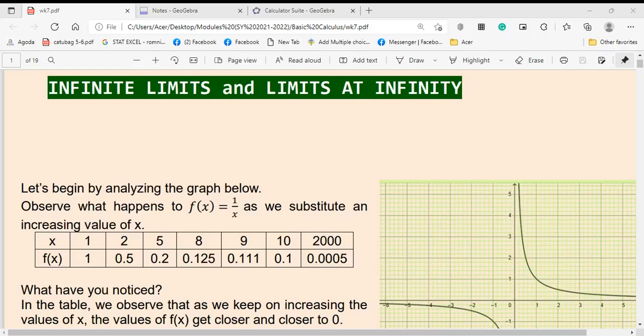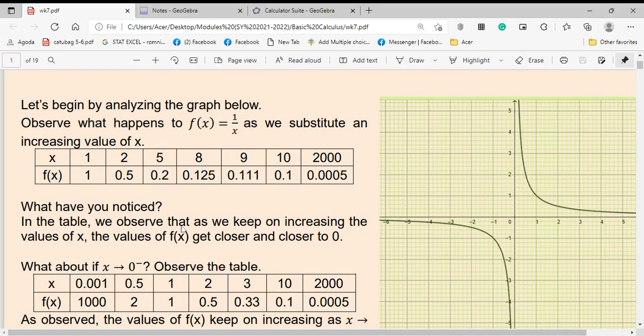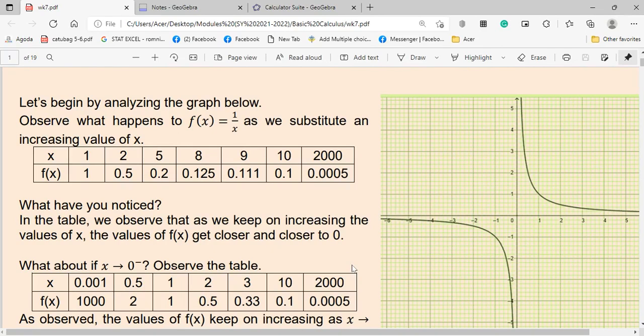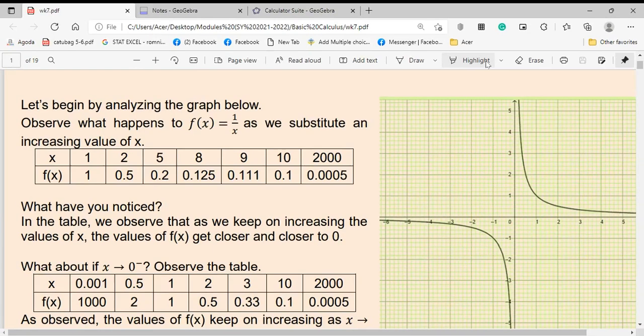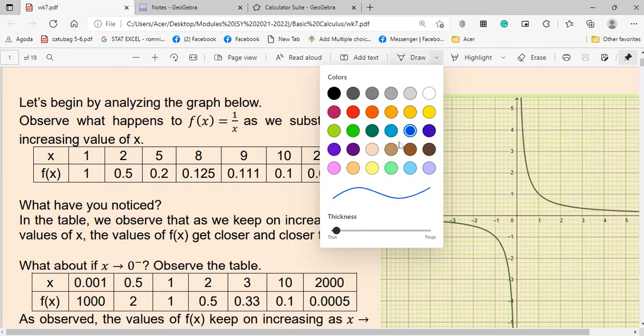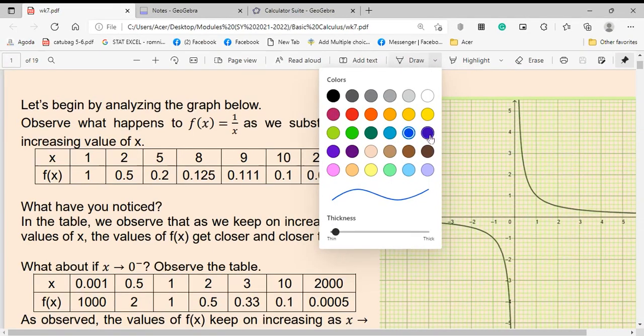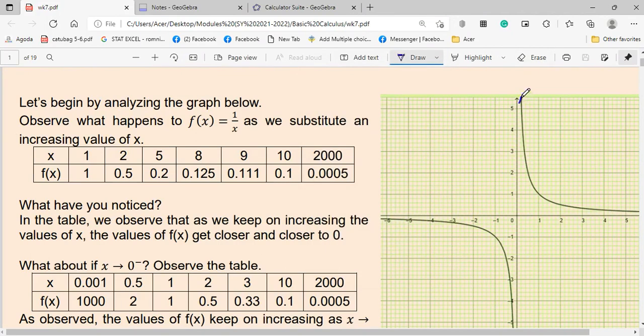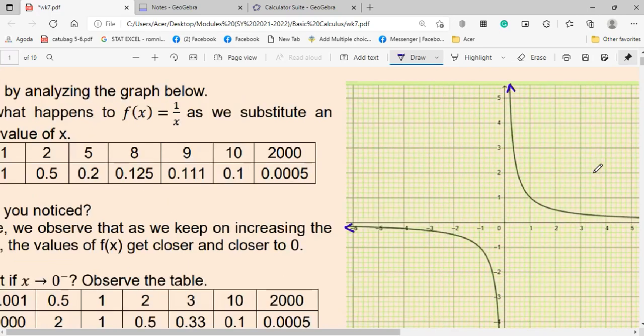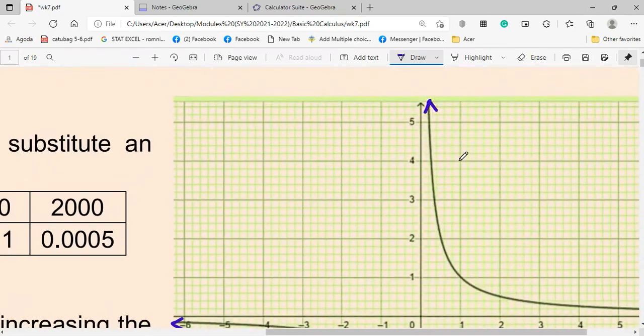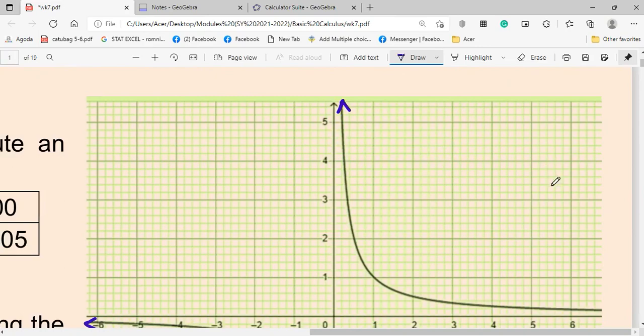Infinite limits and limits at infinity. Well, there are cases wherein when you look into the graph of a particular function, may mga pagkakataon daw na napapansin natin na the values of y just keep on increasing without ending or without bound. So parang ito, well, makikita mo na tuloy-tuloy siya sa pag-increase. That arrow can suggest to you. It keeps on increasing.